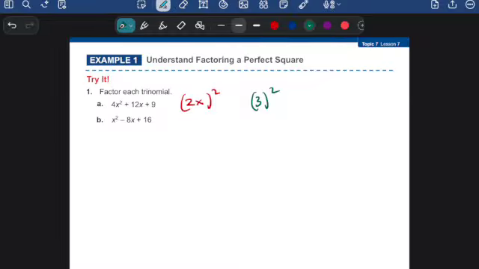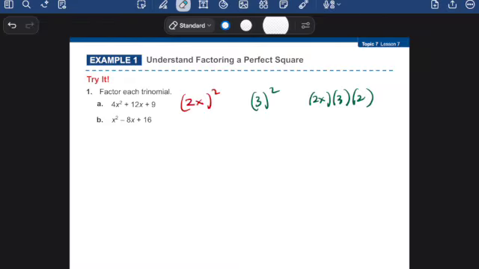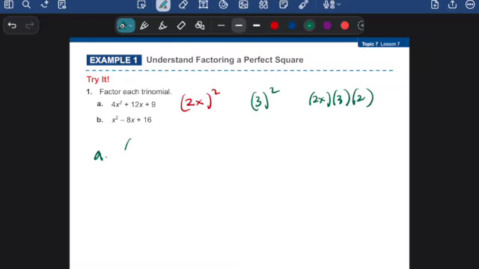So I'm going to do a times b and double it to get my linear term. 6x, yep, doubled that gives me positive 12x. So now here's my binomial squared. I'll write it down here. It's positive because my linear term is positive, so it's going to be my first term, 2x, plus my second term, 3, squared. Don't forget the squared. It won't work if it's not squared.